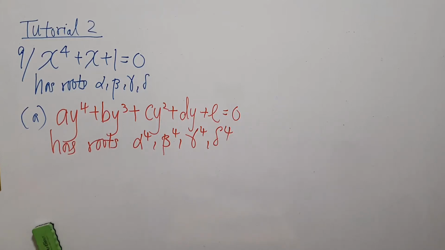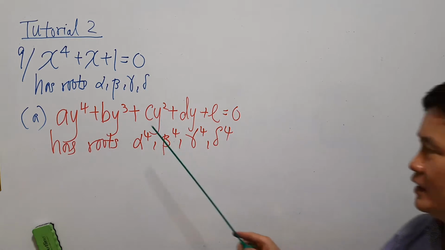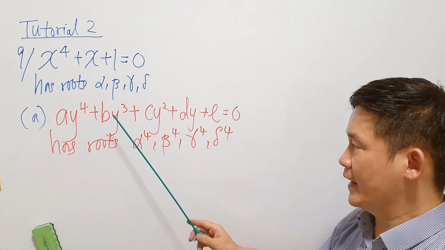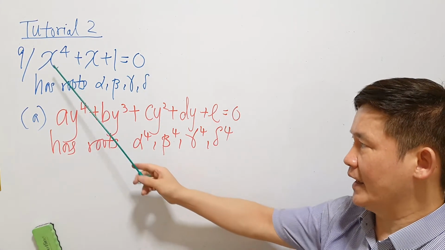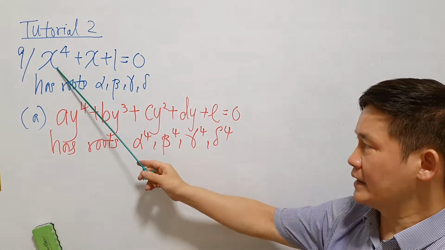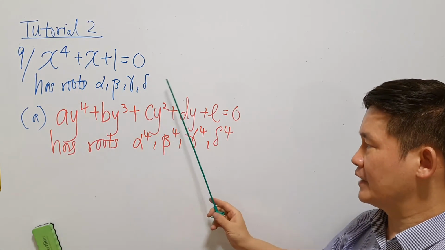Okay, in question number 9, you are given the first equation that has roots alpha, beta, gamma, and delta. You are trying to form a second equation, the rate equation, where the roots are now alpha power 4, beta power 4, gamma power 4, and delta power 4. So in this case, you want to first and foremost establish a relationship between the x and the y. X are alpha, beta, gamma, delta.